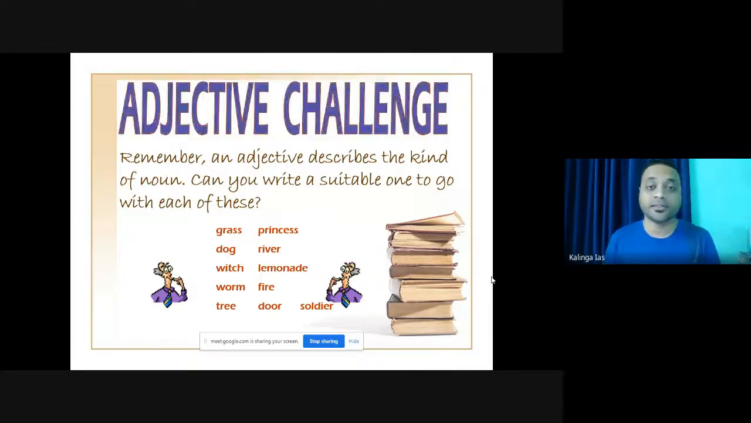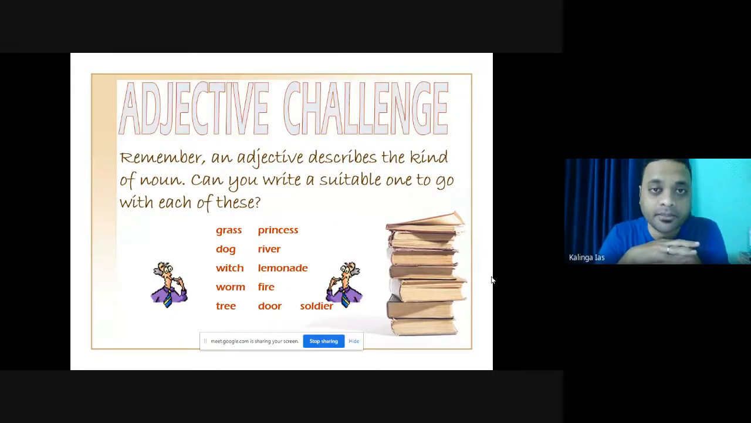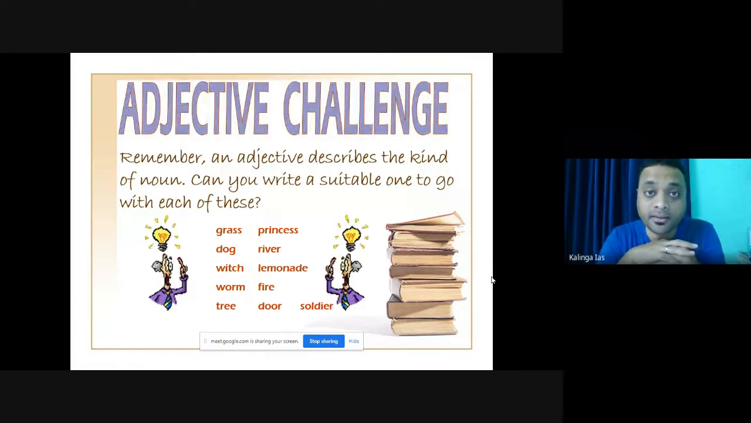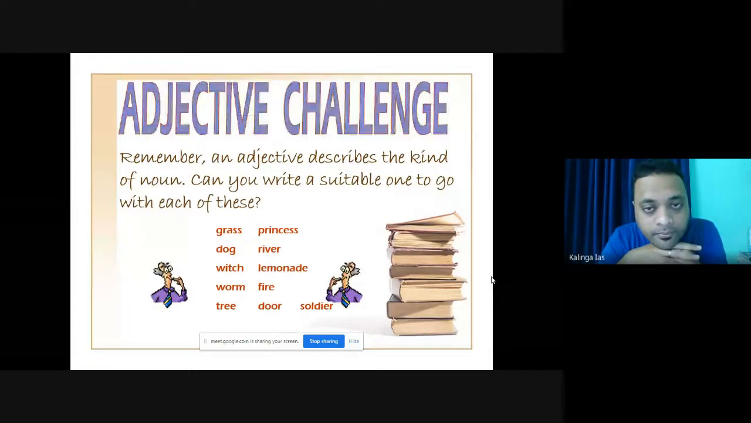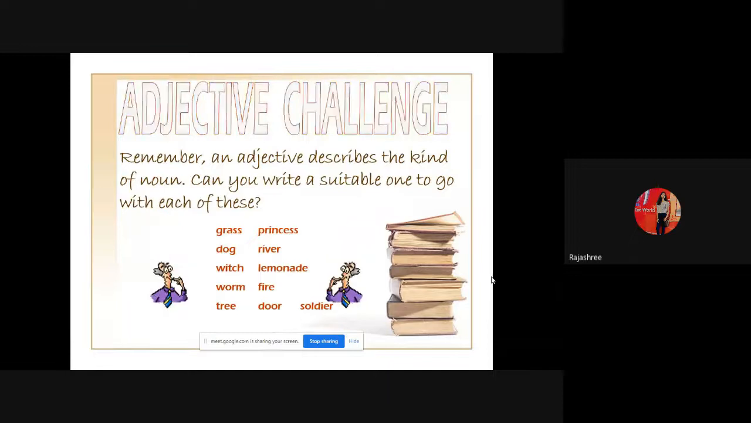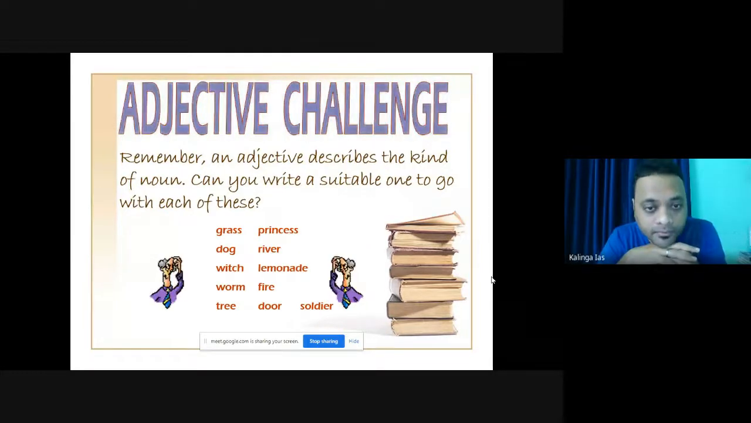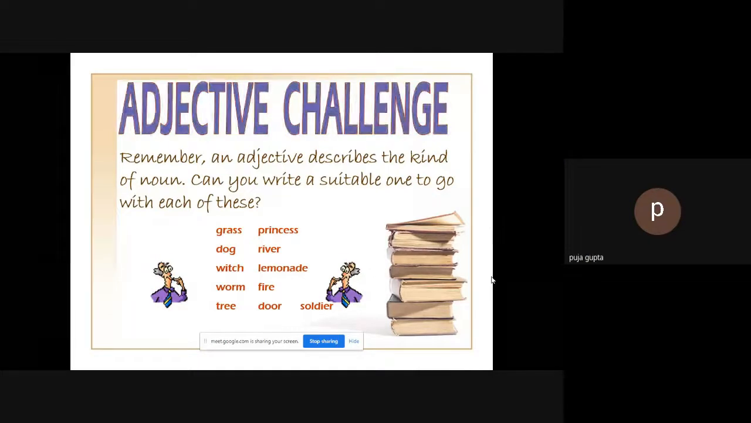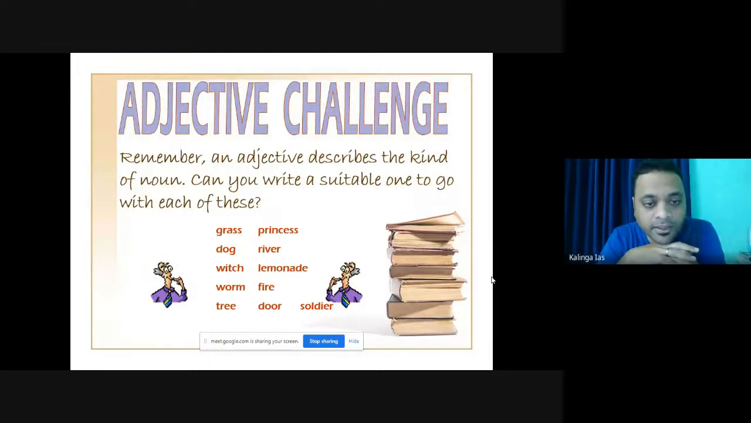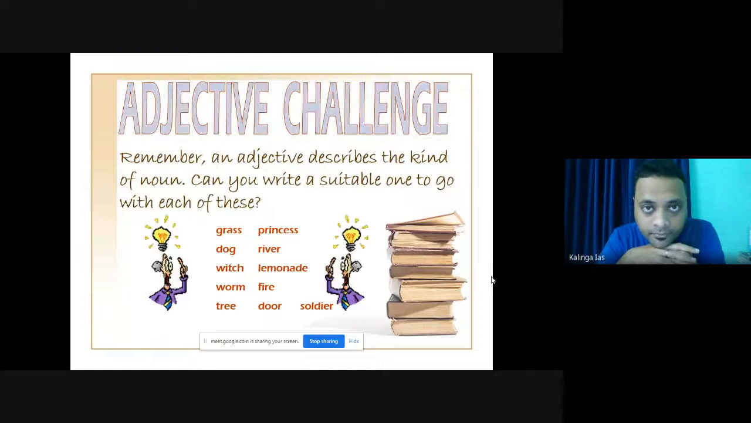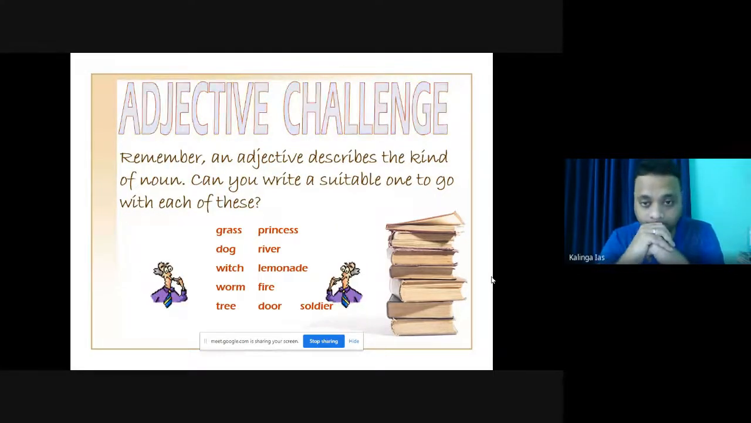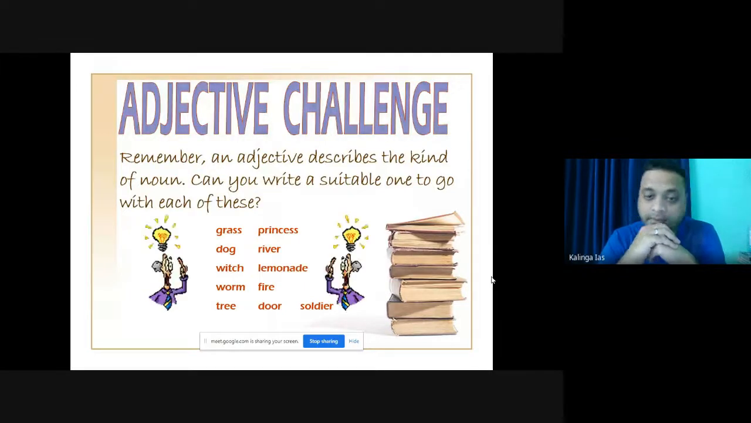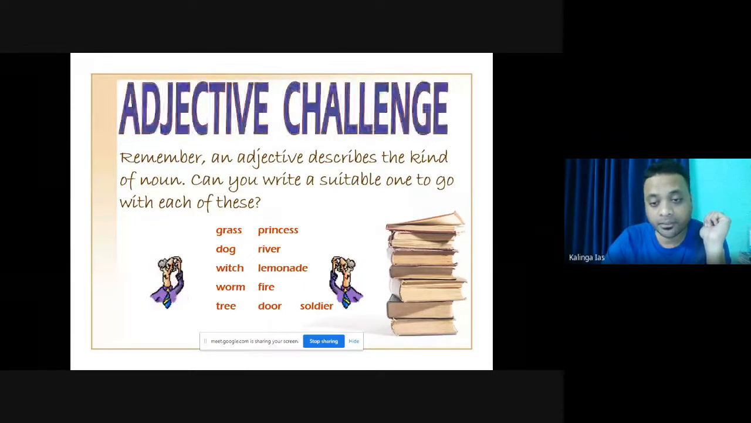Let's start. Grass. What adjectives can be supplied for describing grass? Green grass. Right. Fresh grass. I'm not getting it. Come on, everybody, please participate. Don't write in the chat box because I cannot see it after sharing the screen.